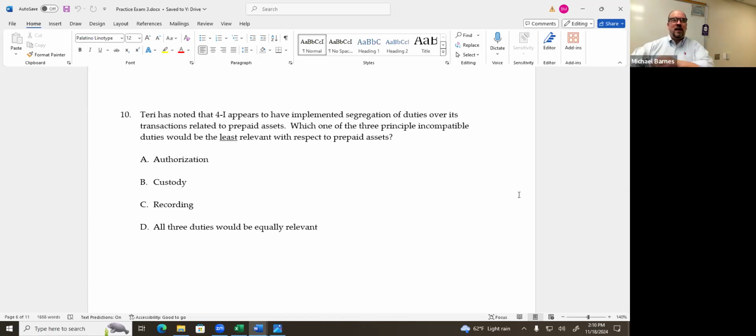So he hasn't used all of the above yet. Let's just do all of the above and be good. Is it all of the above? No, it's not. One of these is not like the other, okay? Which one of these is less important than the others with respect to prepaid assets?